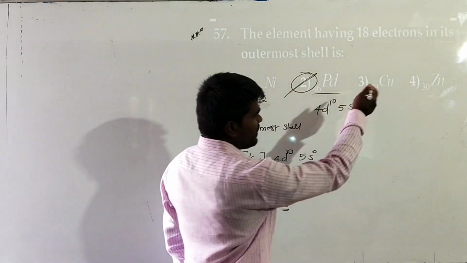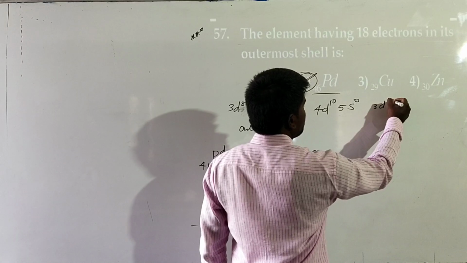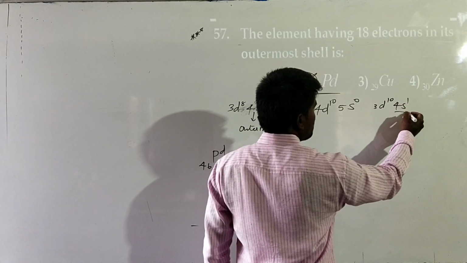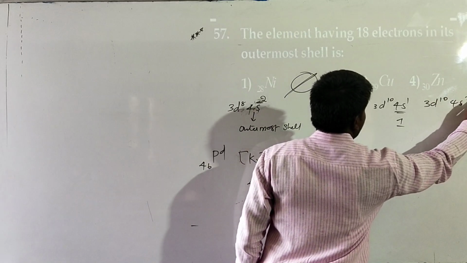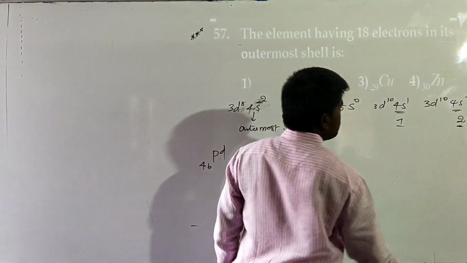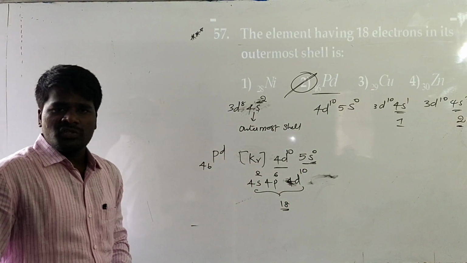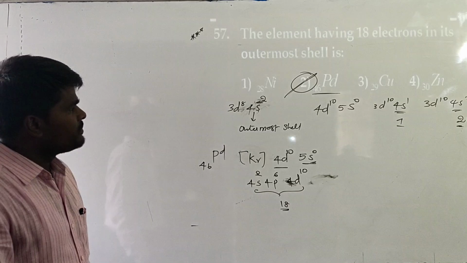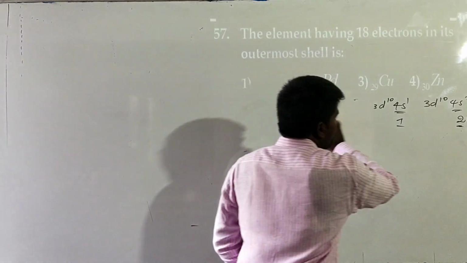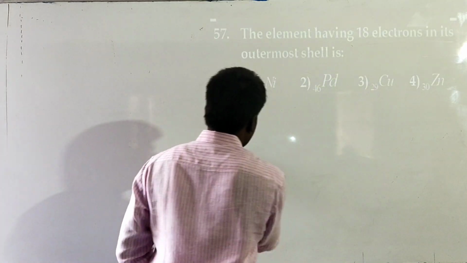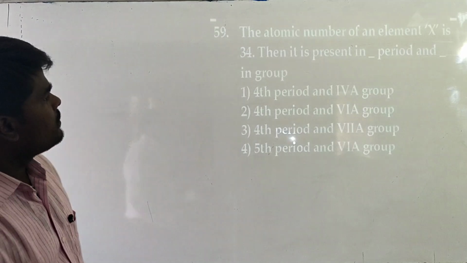If you want to see copper and zinc also, copper will be 3d10 and 4s1. The number of valence electrons is 1, and zinc will be 3d10 and 4s2. The number of valence electrons is 2. Right? And this is the only element which has 18 electrons in the valence shell. Hope it is clear. We'll move to the next question.